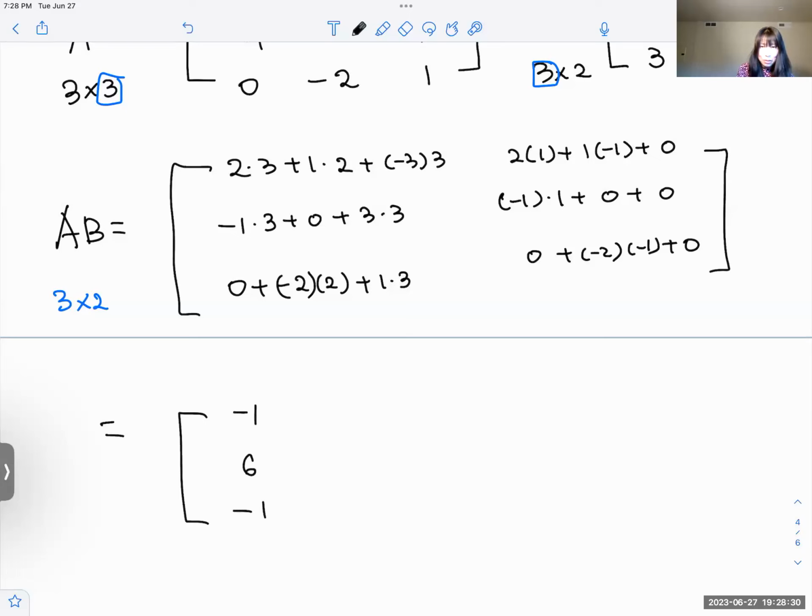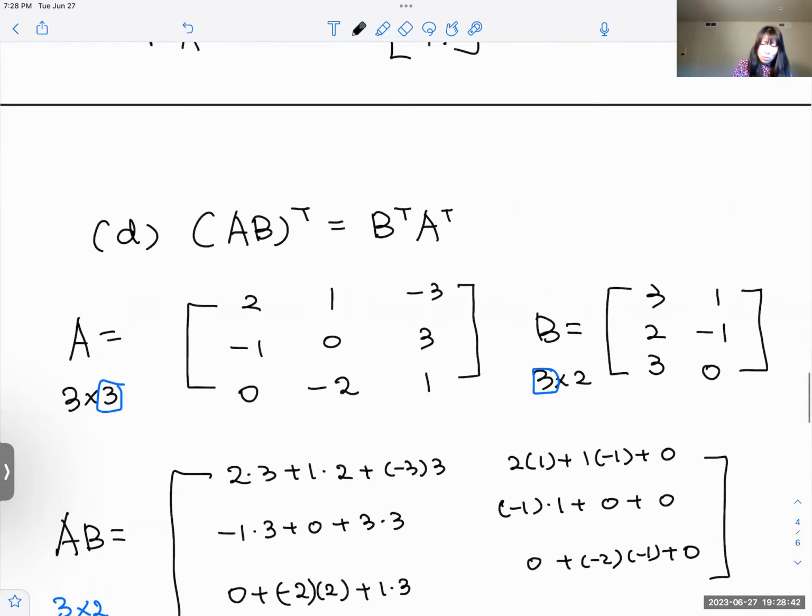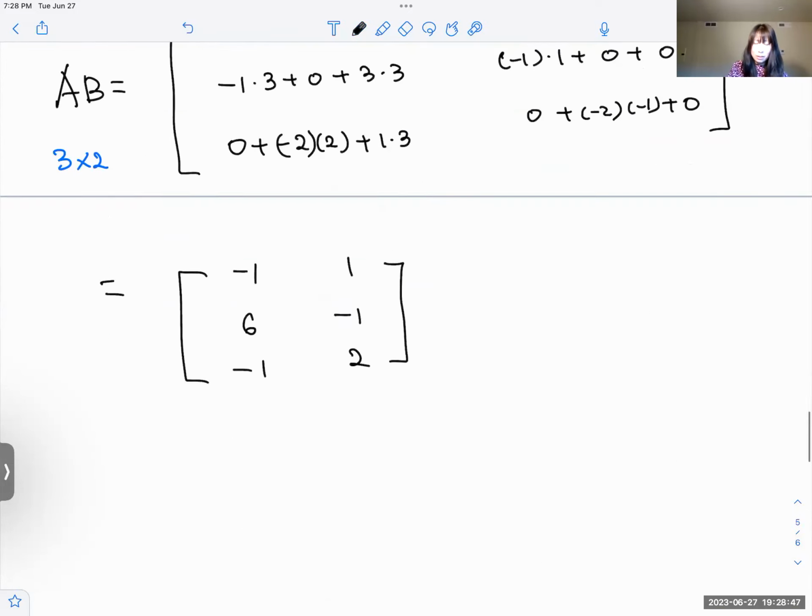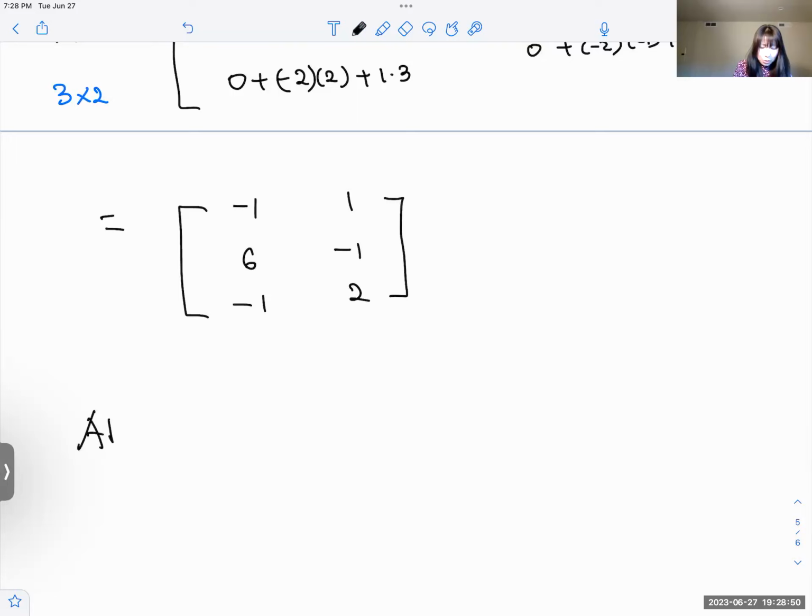So the result is negative 1, 6, negative 1, 1, negative 1, 2. Now we want to know about the transpose of AB. So the transpose of AB: rows become columns. So negative 1, 1, 6, negative 1, negative 1, 2.